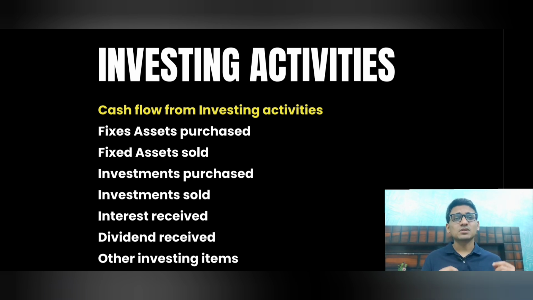Next are investments purchased. Investments purchased refers to when a company invests in other companies, stock, bonds, etc. Now investments sold, again it is a cash inflow as cash is moving into the business. Next are interest received and dividend received, which means the dividend and interest received by investing in other companies, stock, bonds, etc. Lastly are other investing items. There may be certain investment items which are non-common that the company may have invested in.